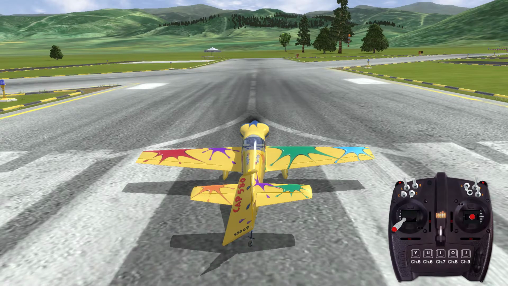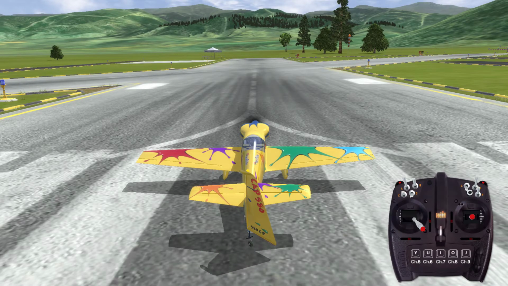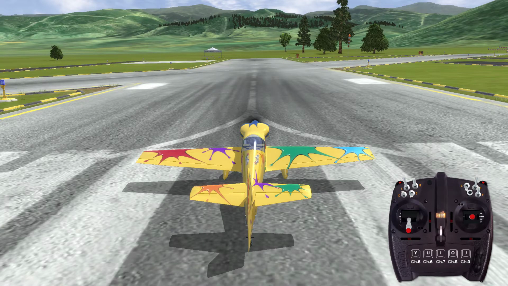When we move the stick to the left, what that's doing is moving the control surface to the left, and that's going to make the aircraft spin around towards the left, and if we go right, the aircraft will spin around towards the right. That's called yaw. Okay, so those are the basic control surfaces.